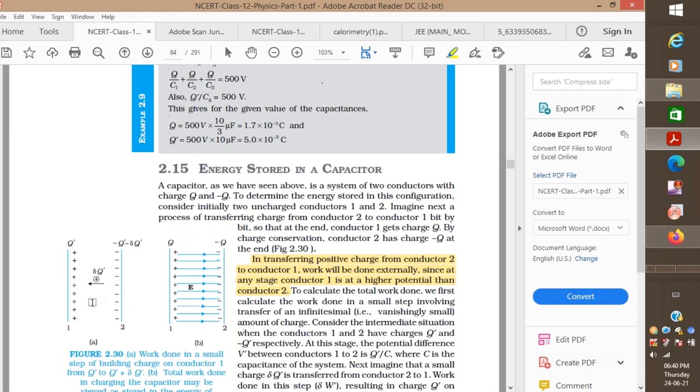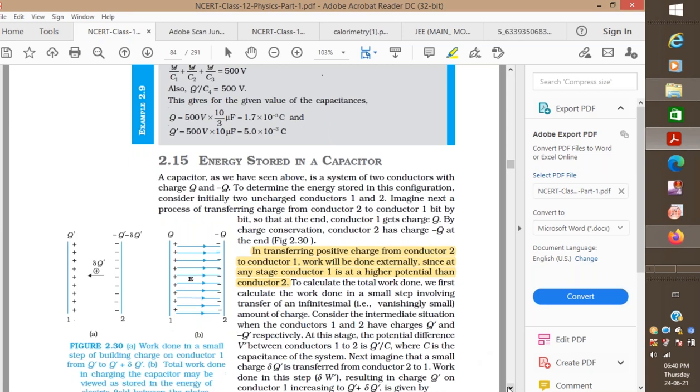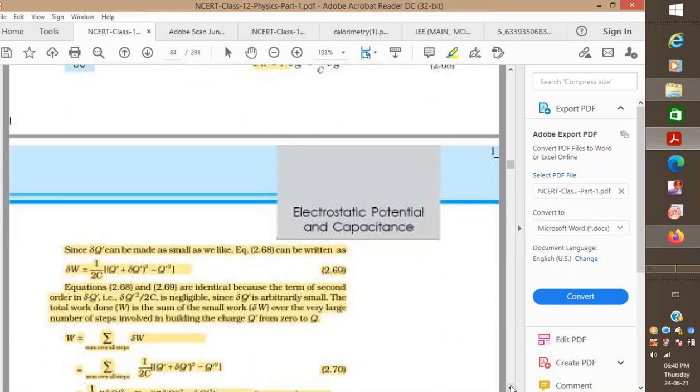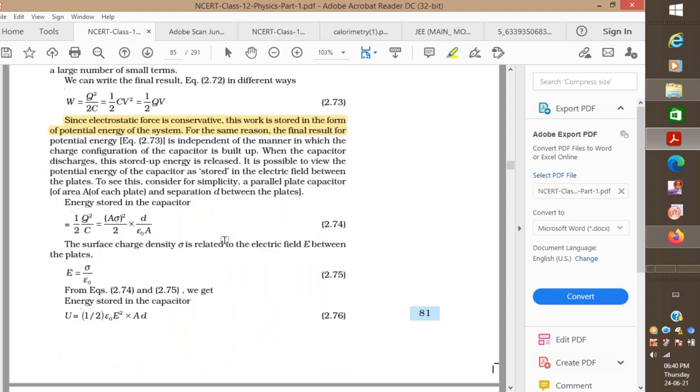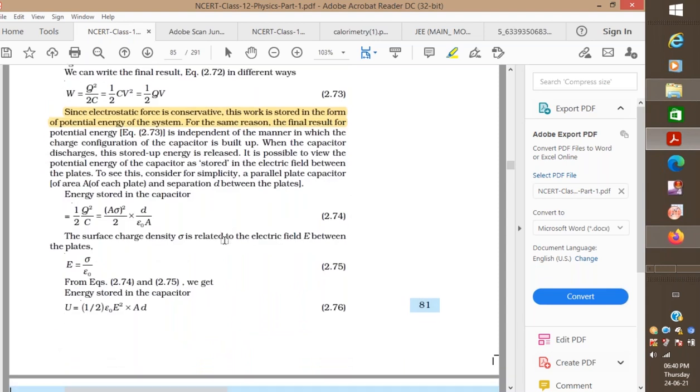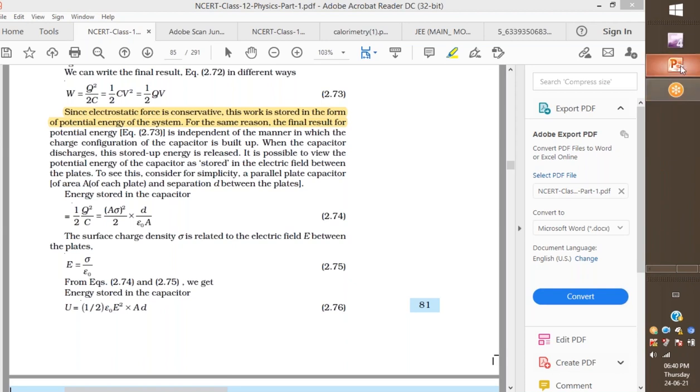This is because here the electrostatic force is a conservative force, and for a conservative force the work done does not depend on the path. So that's why if you do it in the reverse way also, nothing matters.